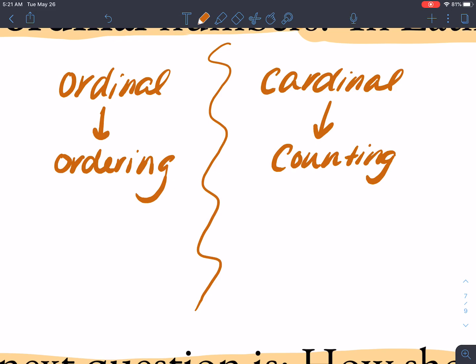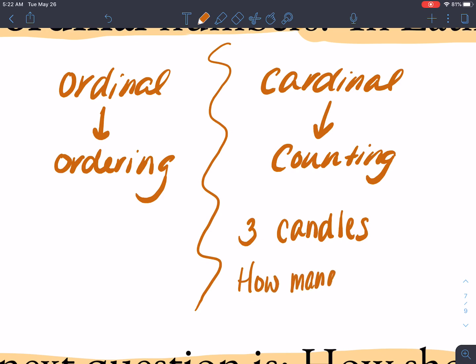Okay, now, if I want to say that I have 3 candles, and someone wanted to ask me about that, they would ask, how many candles do you have? And I would answer, I have 3 candles. All right, so cardinal, counting, how many?